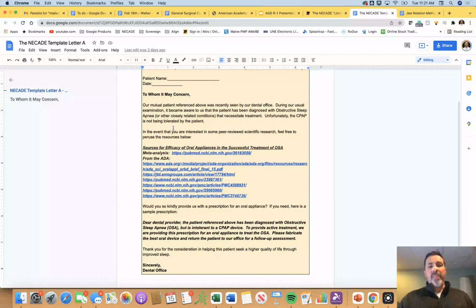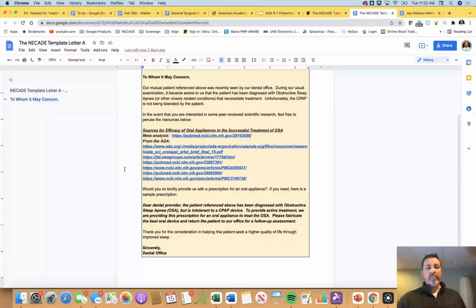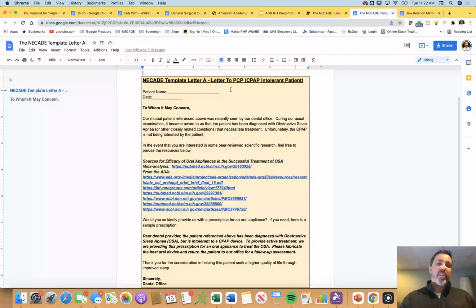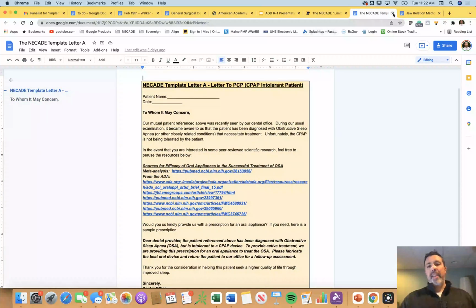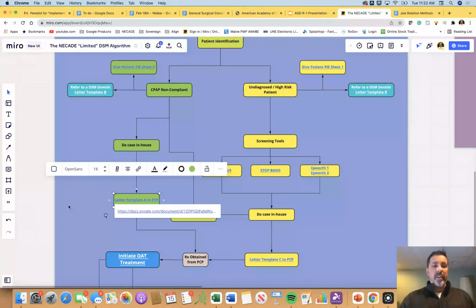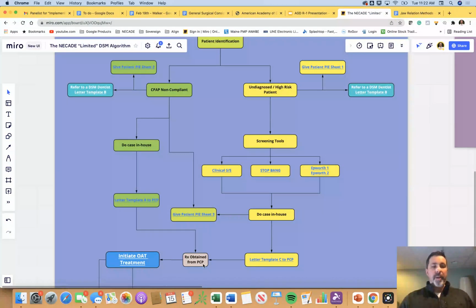Basically what this is saying to the sleep physician is the patient has been diagnosed, they're intolerant to the CPAP. Oh, by the way, there are all of these things that we can use called mandibular advancement devices or oral appliances. If you don't believe me, here are some resources. So a bunch of resources for your primary care docs to learn more about this world, and then directions to provide a prescription for you. So you send this to the primary care physician or the sleep physician, and then hopefully you get back a prescription to fill it.